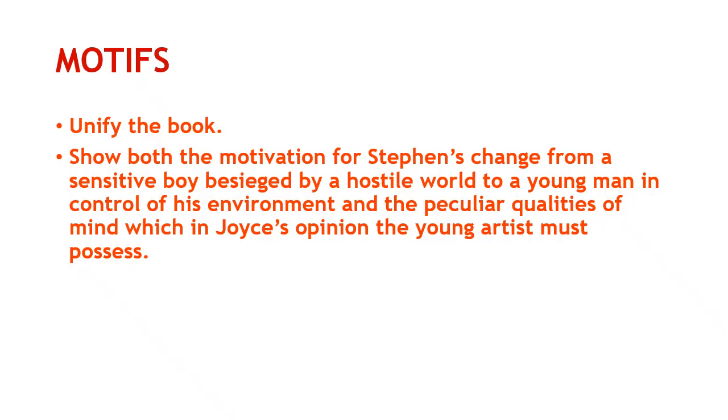The motifs unify the book. They show both the motivation for Stephen's change from a sensitive boy besieged by a hostile world to a young man in control of his environment, and the peculiar qualities of mind which, in Joyce's opinion, the young artist must possess. So, those were the symbols and motifs in A Portrait of the Artist as a Young Man.